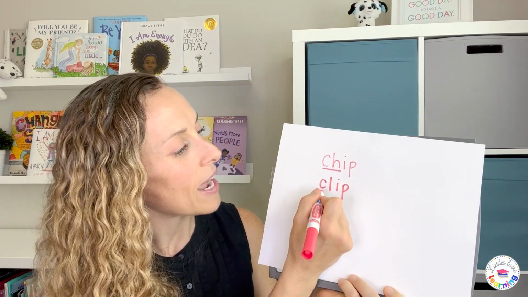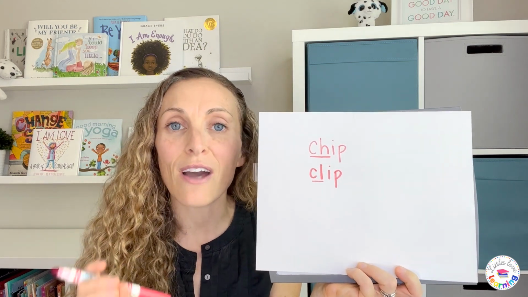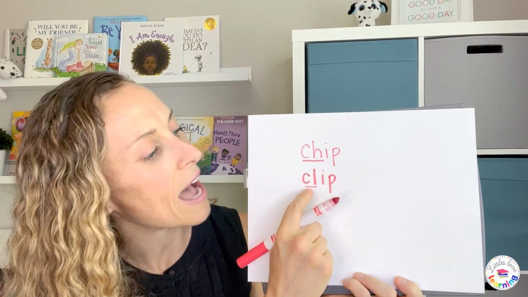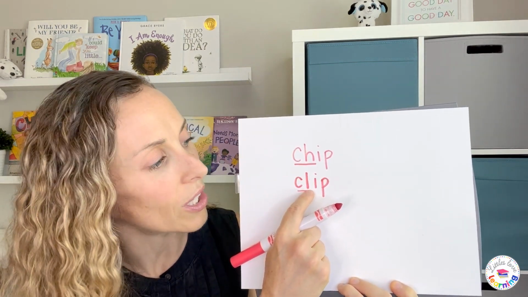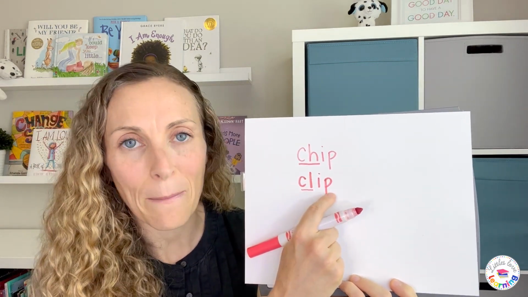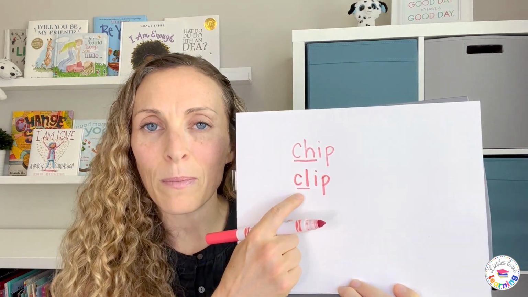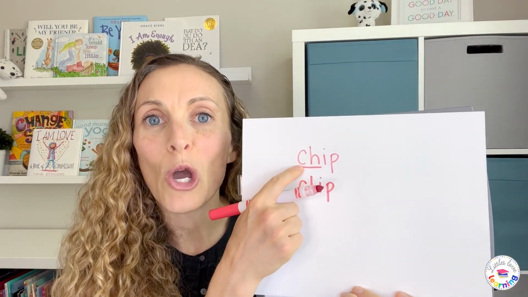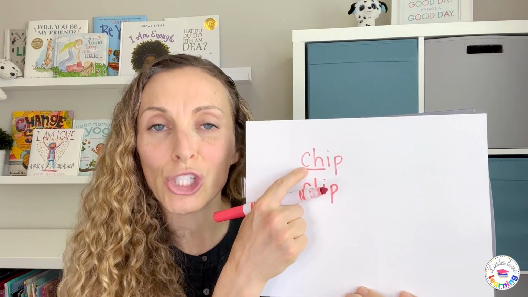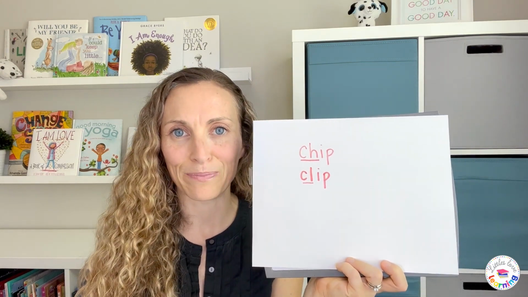Right here, I have the letters C and L next to each other. Those letters are next to each other and they are each keeping their original sound. We have k, l, i, p, clip. So they are keeping their original sound. That's why this is a blend compared to this, which is a digraph, because ch is one speech sound. C and H are not keeping their original sounds. They are working together to represent the ch sound.